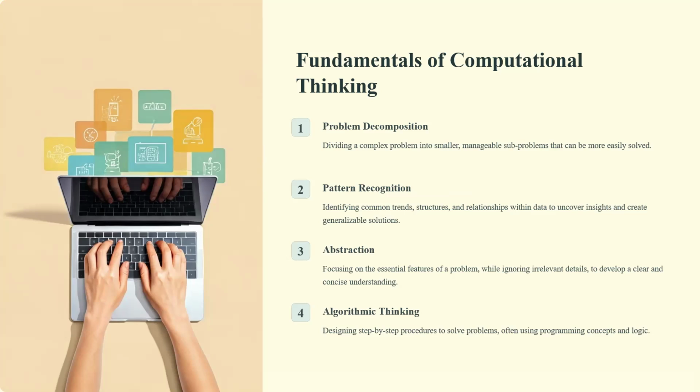Then you move to abstraction. What are you exactly doing at abstraction? Focusing on the essential features of a problem while ignoring irrelevant details to develop a clear and concise understanding. Then we have algorithmic thinking. That is where you develop the solution step by step.